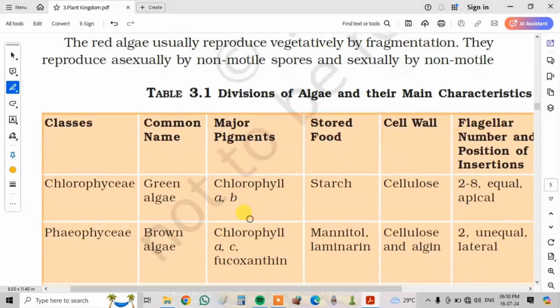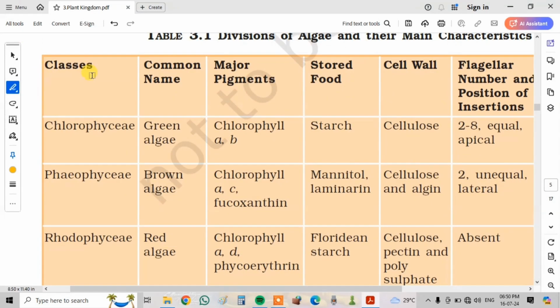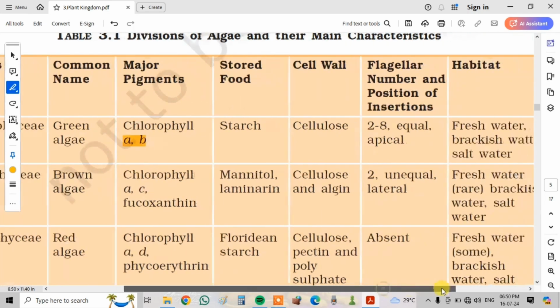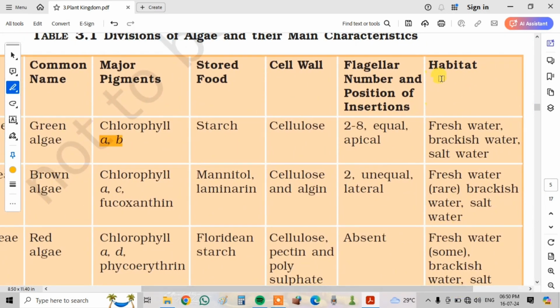Now let's see the table of division of algae and their main characteristics. Classes. First one, Chlorophyceae. Common name is green algae and major pigments are chlorophyll a and b. Stored food is starch. Cell wall is made up of cellulose and the flagella number is 2 to 8, equal and apical. Habitats: freshwater, brackish water and salt water.